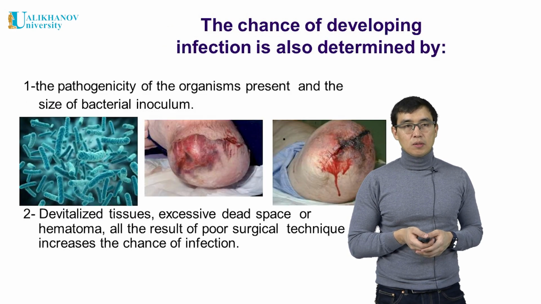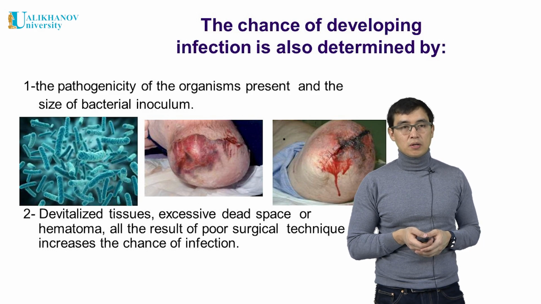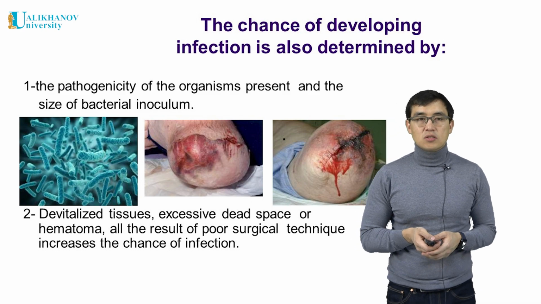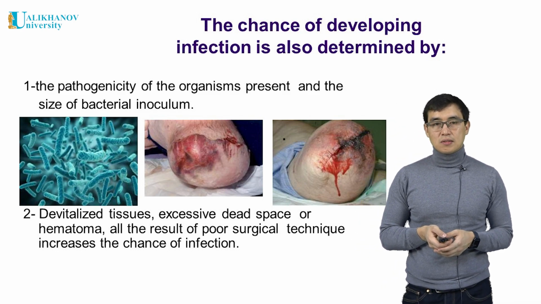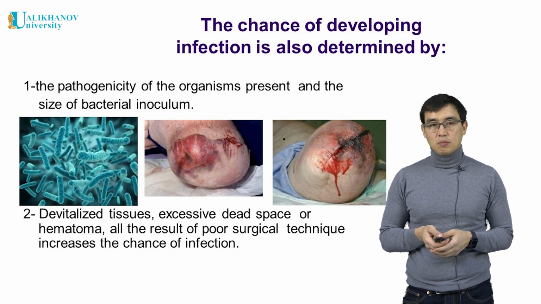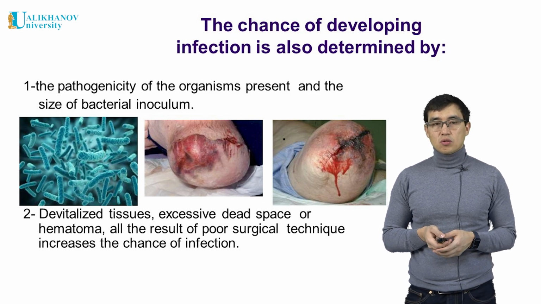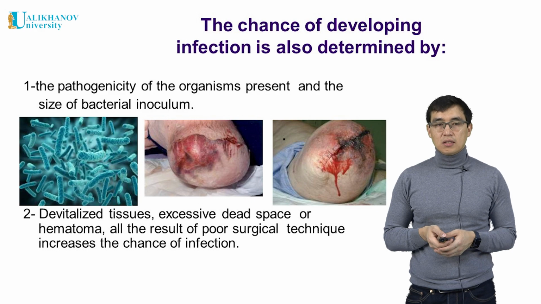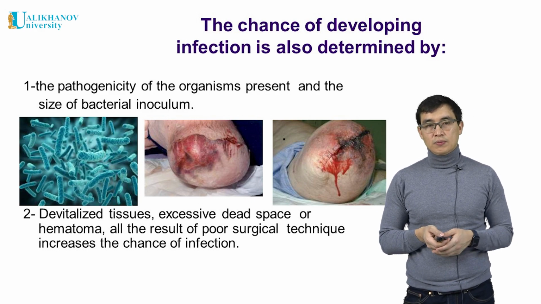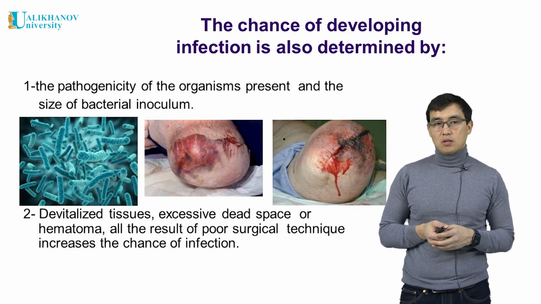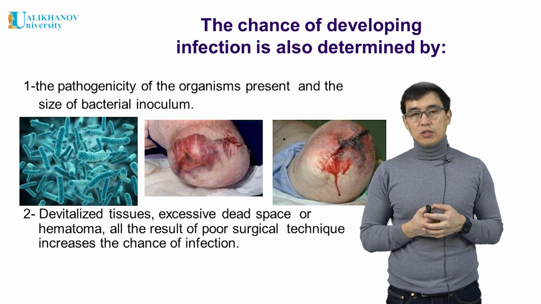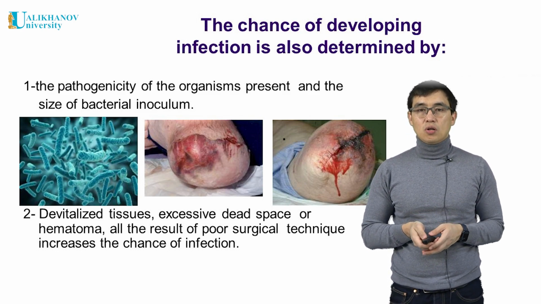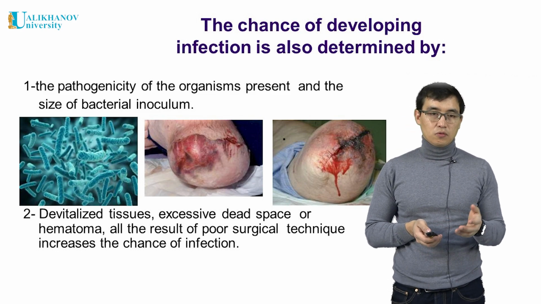The chance of developing infection is also determined by the pathogenicity of the organism present and the size of the bacterial inoculum, devitalized tissues, excessive dead space, or hematoma. All the results of poor surgical technique increase the chance of infection. In these pictures in the center, you can see hematoma after some type of operation. It's an amputation of the lower extremities.